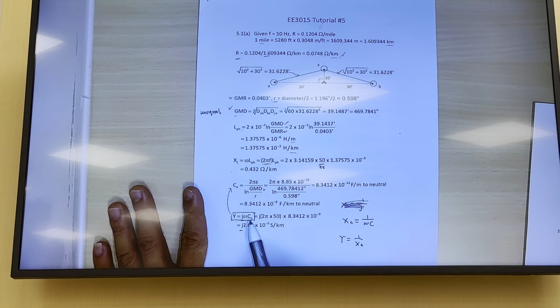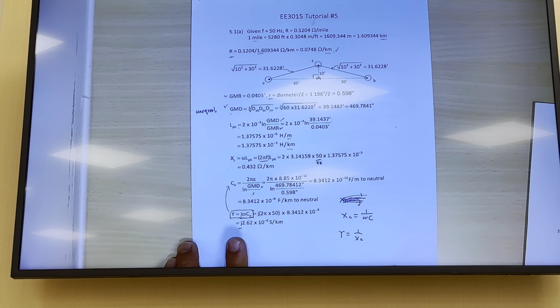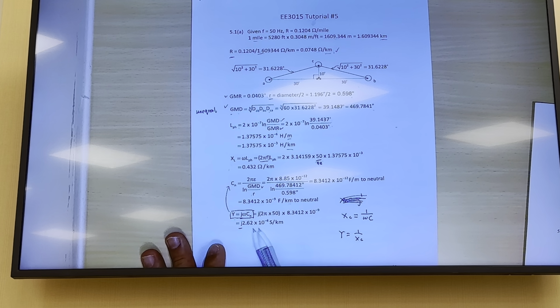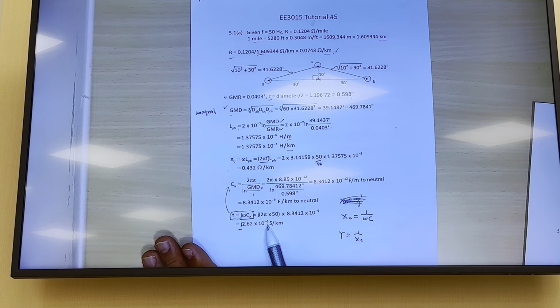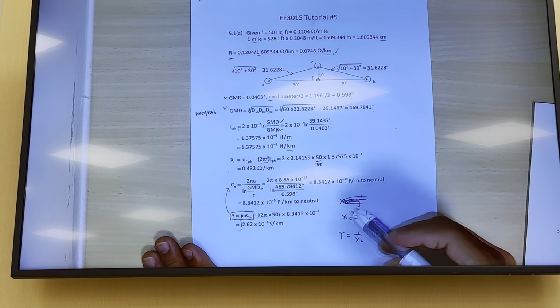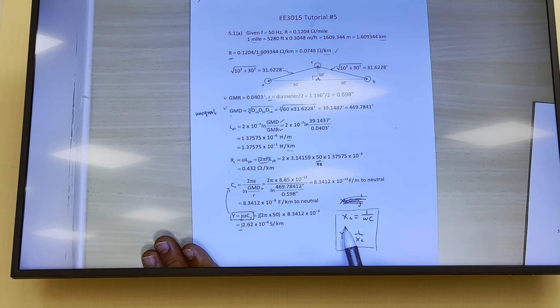Then what's asked by this question is admittance. The admittance is 2 pi f times j and c. Everybody, please do not miss j. So this is your admittance value, 2.62 times this coefficient per kilometer. Everyone, please be sure of this one.